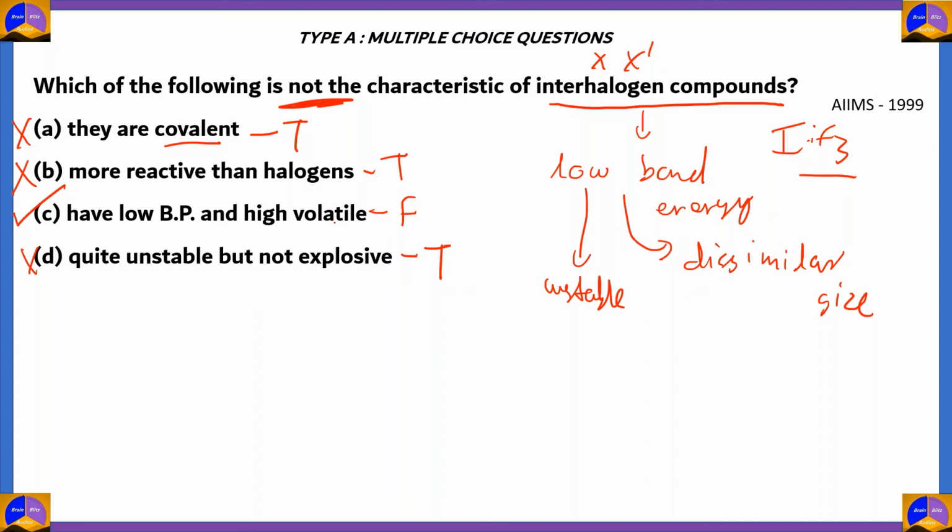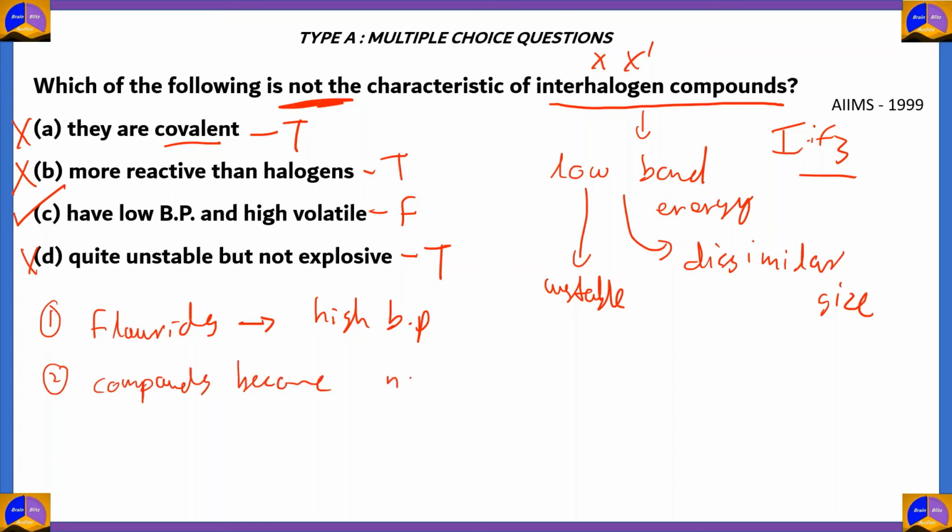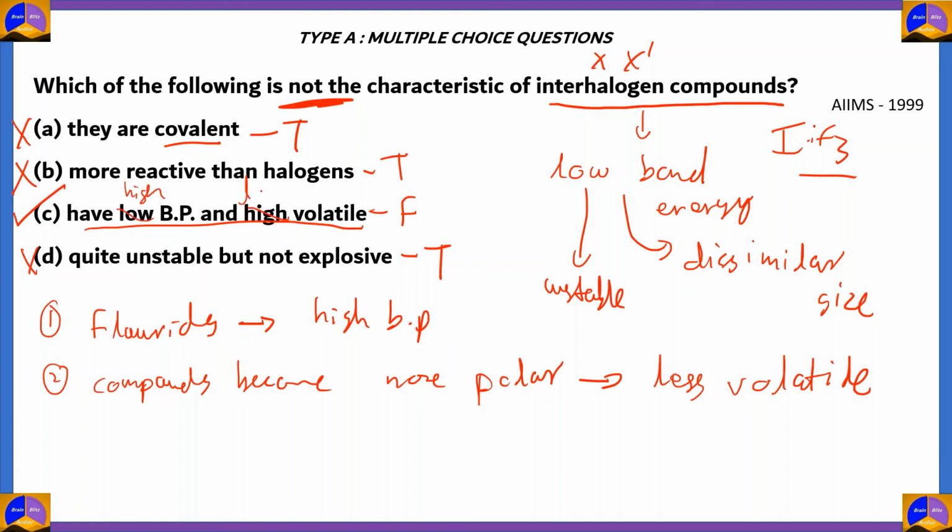This statement is false because number 1, fluorides have high boiling point because of the anomalous behavior of fluorine. And number 2, as compounds become more polar, which is when we go down to bromine and iodine and astatine, the volatility of the interhalogen compound decreases, so they become less volatile. So that means interhalogen compounds usually have high boiling points and they are less volatile than the halogens themselves. So option C is the right option because the statement is incorrect. The right answer is they have high boiling point and low volatility.